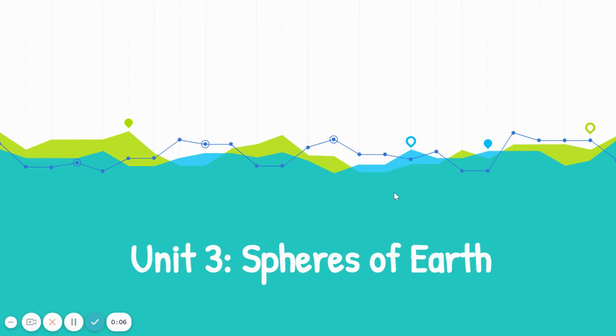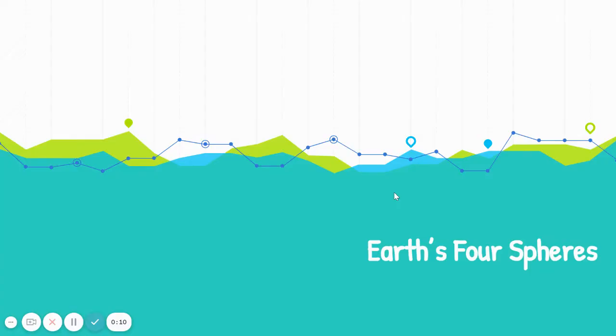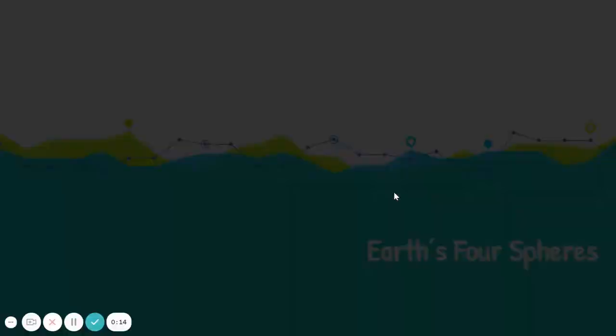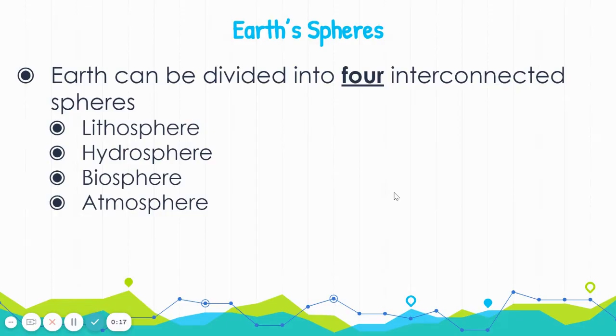These are your Unit 3 notes for Earth Science on the spheres of Earth. So we're going to start by talking about what we mean by the spheres of Earth. There are 4 different spheres that the Earth can be divided into. They're all interconnected with each other. Those 4 spheres are the lithosphere, the hydrosphere, the biosphere, and the atmosphere.